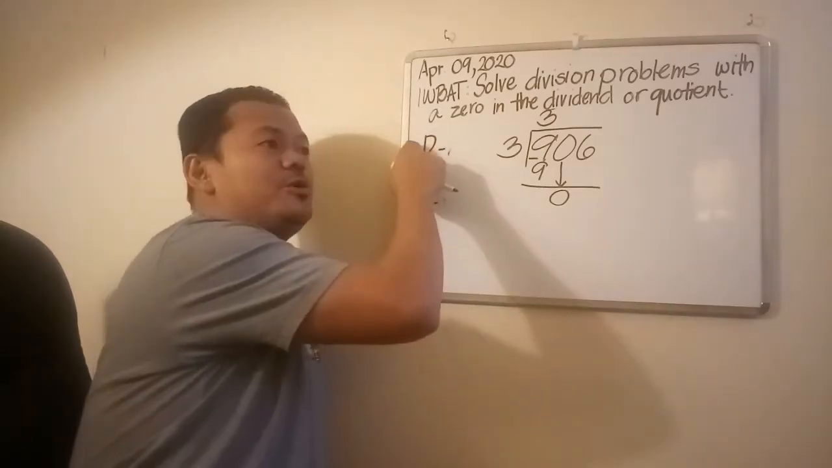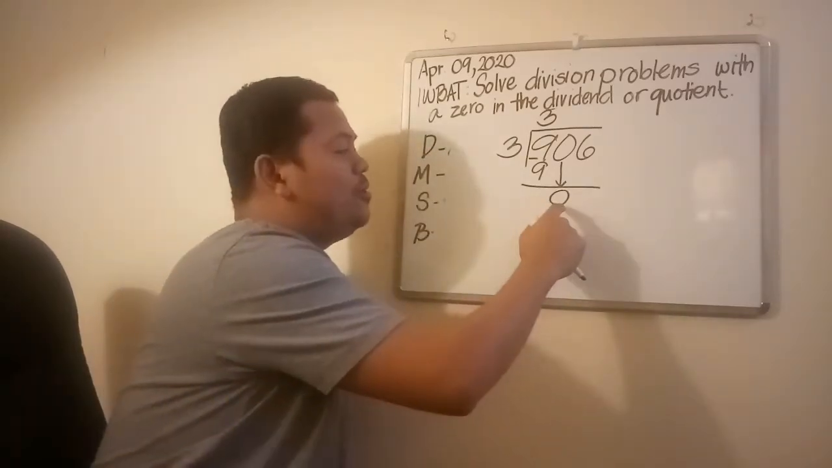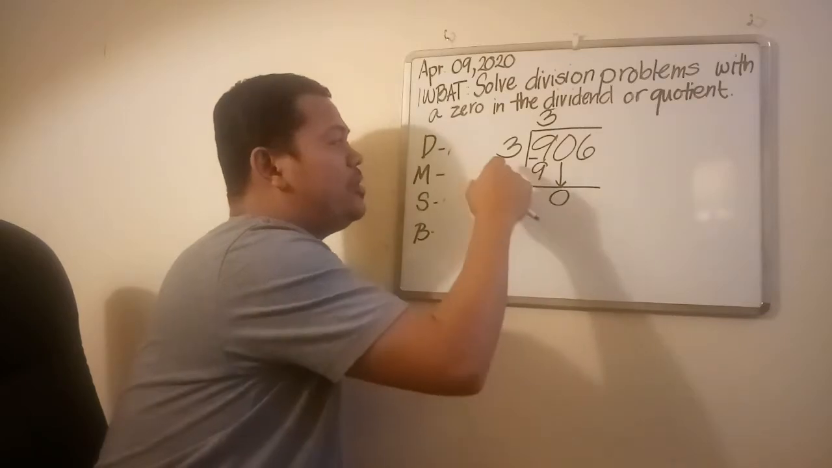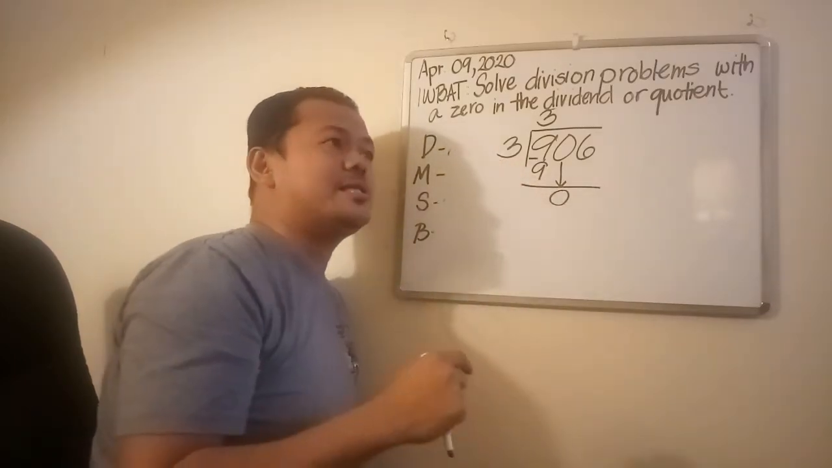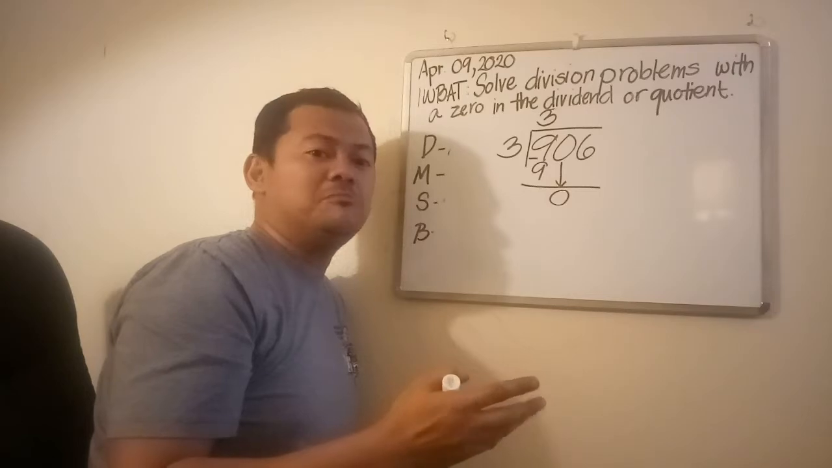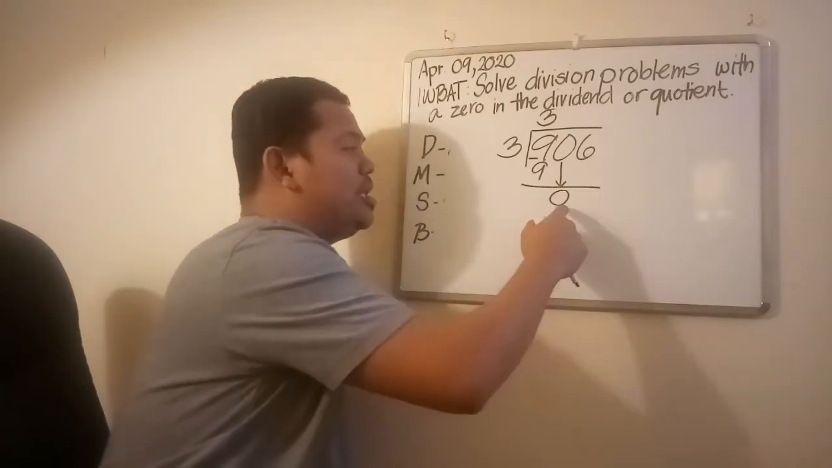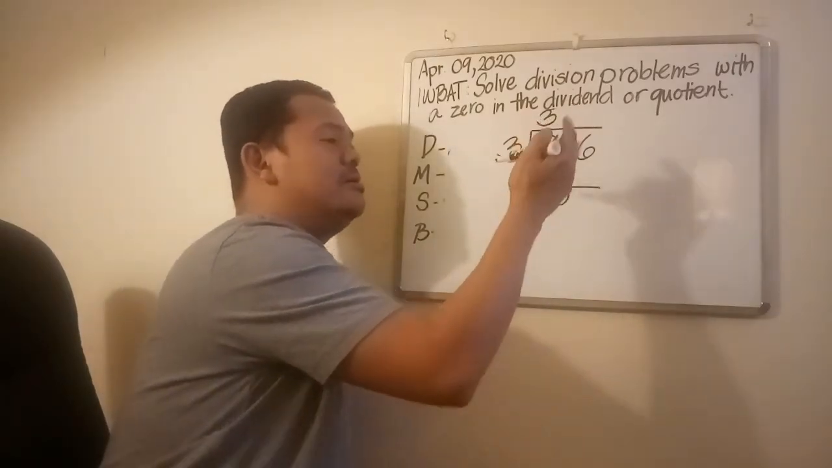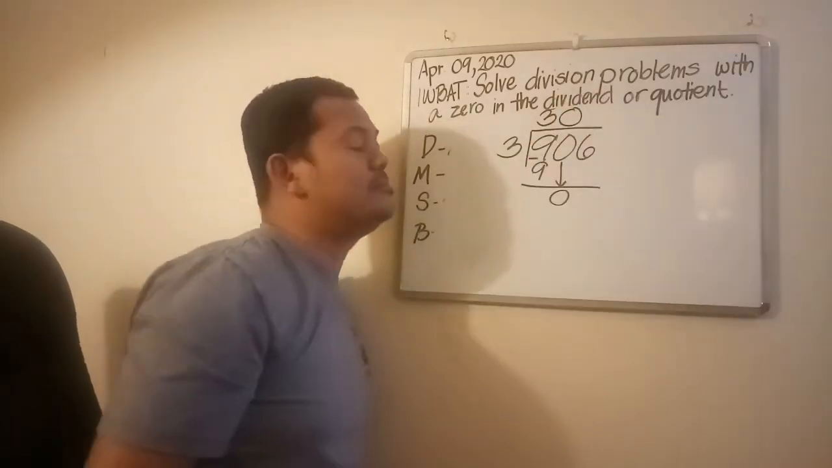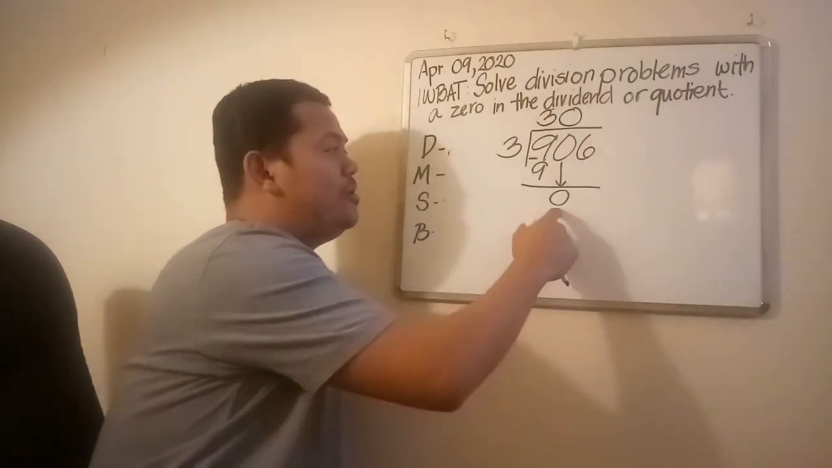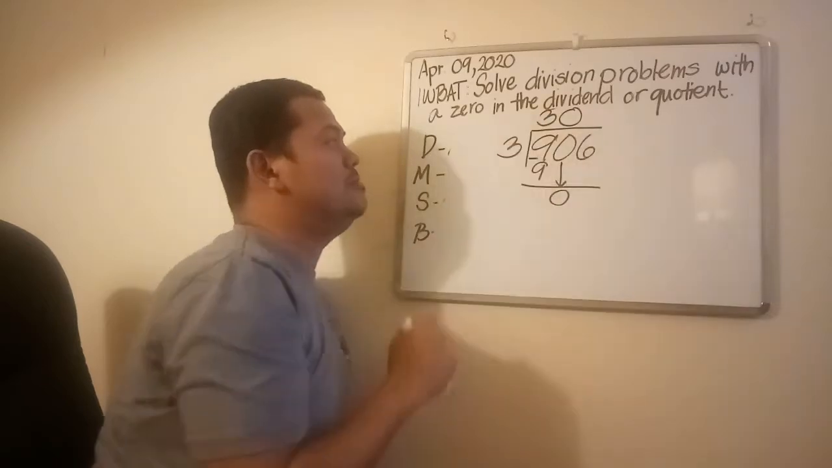We are going to come back to your division. So we are going to divide 0 divided by 3. Can we divide 0 divided by 3? It's 0, right? So where are we going to write 0? We are going to write it here as your answer. Okay? 0 divided by 3 is equal to 0.